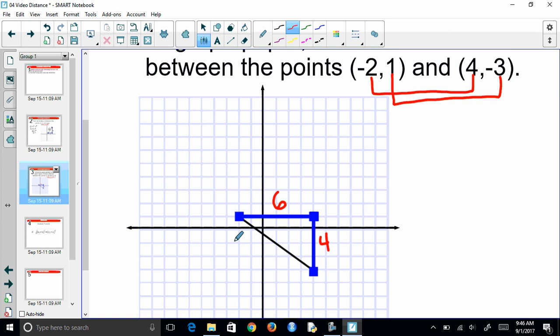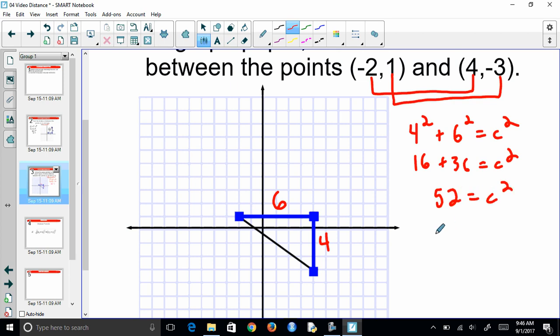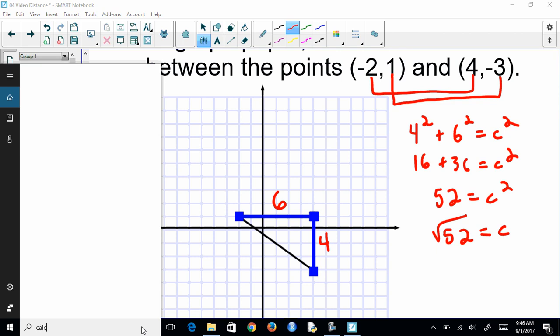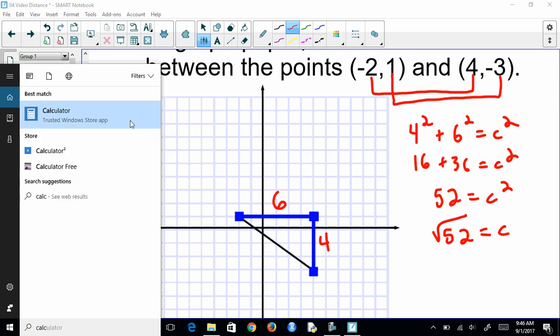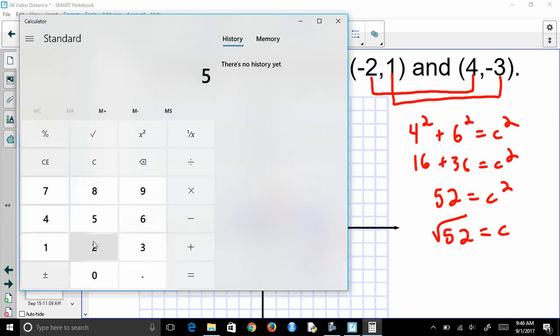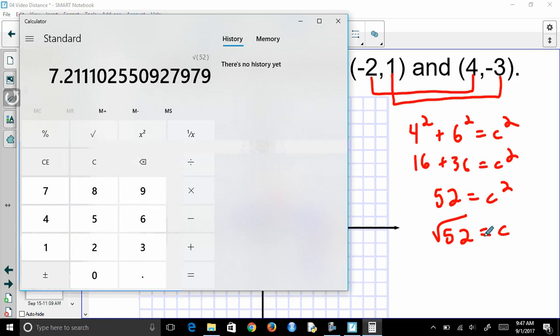So now that I have these two sides, I can find the third side using the Pythagorean theorem. So if I have 4 squared plus 6 squared is equal to c squared, 16 plus 36 is 52. Uh-oh. I don't know what the square root of 52 is. Well, what we can do is just take out a calculator. And hopefully I have a square root on here. And then you just do the square root of 52, which is 7.2. So this is about 7.2.